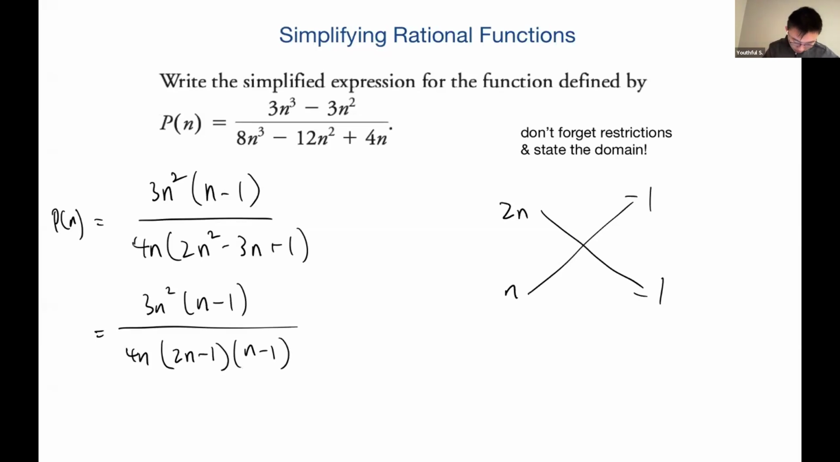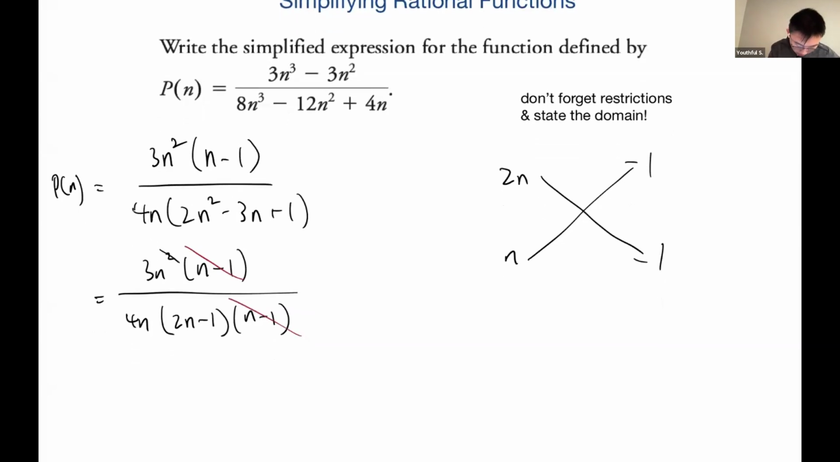And now we do see that we can cancel out the n minus 1. And we can cancel this out because we have everything fully factorized, right? We don't have something like a plus 1 here, because if we had a plus 1, we wouldn't be able to do this anymore. Everything has to be factored. Okay, and then we can also cancel out the n's, like so. So we get 3n over 4 times 2n minus 1. And that is the simplified form of this function.